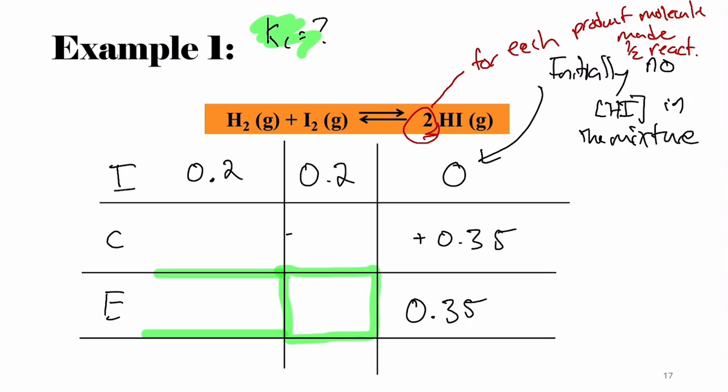So this will be minus 0.35 over 2, minus 0.35 over 2. And when you do that, it equals minus 0.175, minus 0.175.